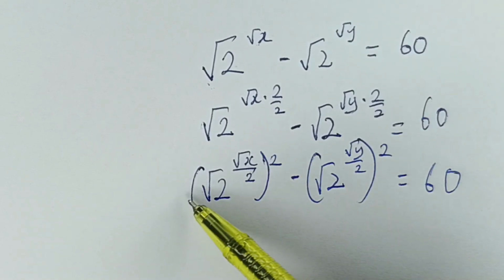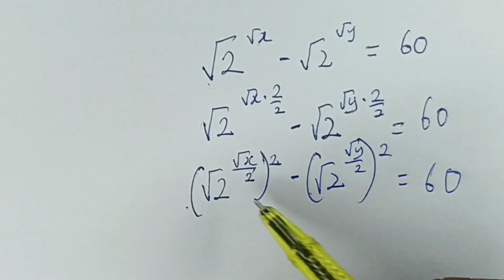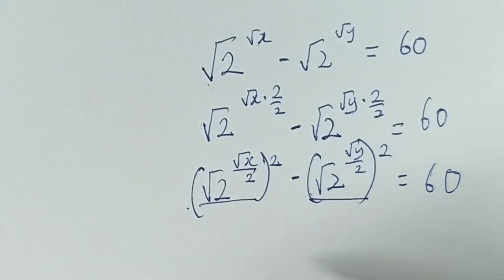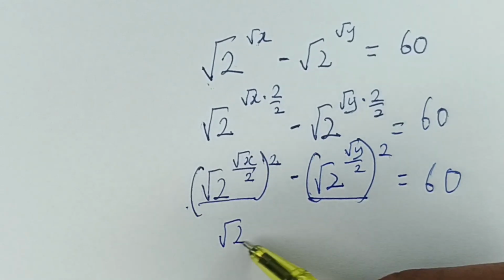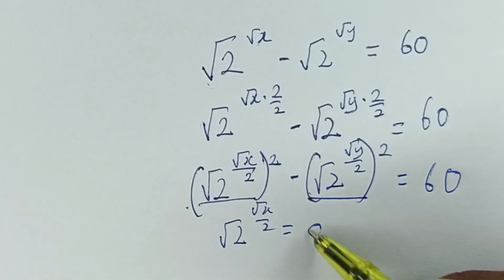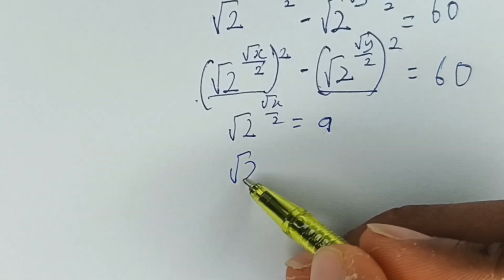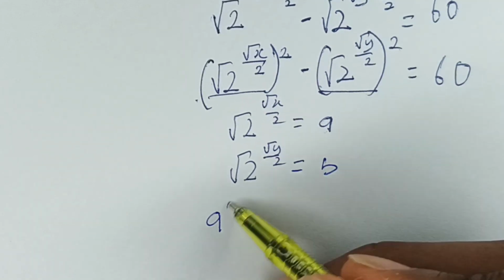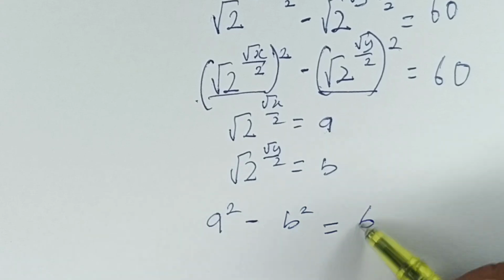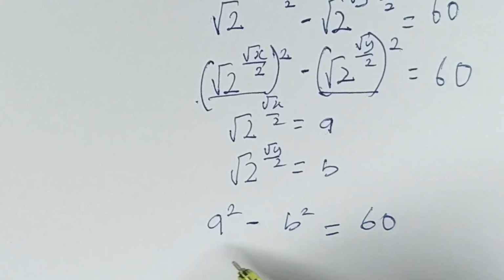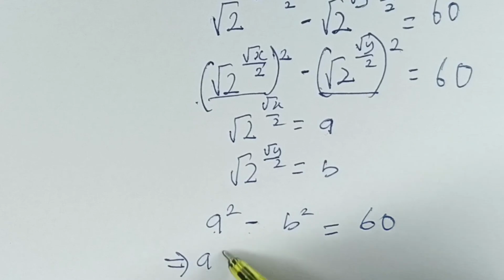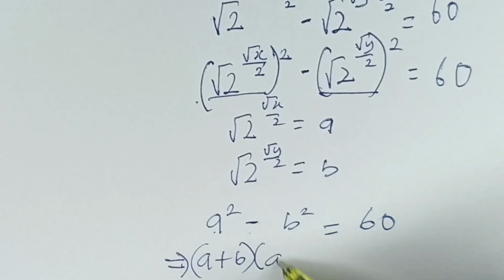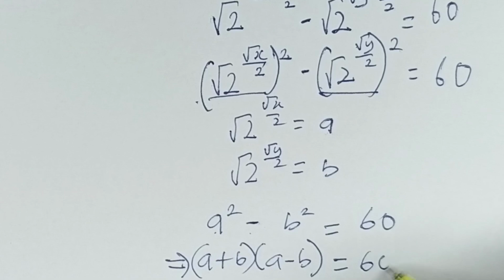Now, this squared minus this squared, let's say that this is equal to a and this is equal to b. So we have that root 2 raised to the power root x over 2 is equal to a, and root 2 raised to the power root y over 2 is equal to b. So what we actually have here is a squared minus b squared is equal to 60. This reminds you of the difference of two squares. And what does the difference of two squares state? It's that when you have a squared minus b squared, this can mean the same thing as a plus b multiplied by a minus b, to be equal to 60.